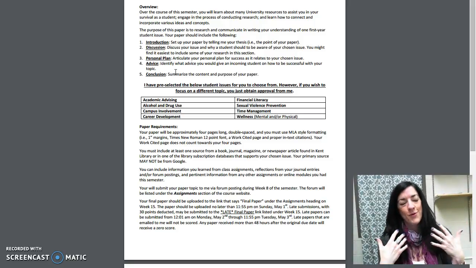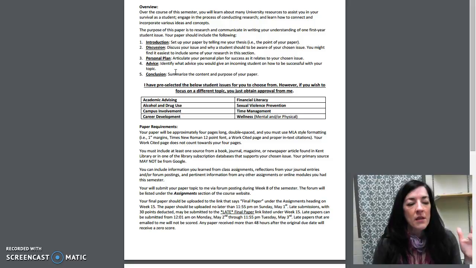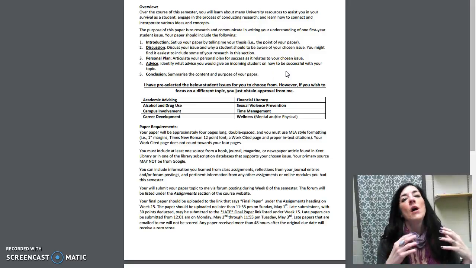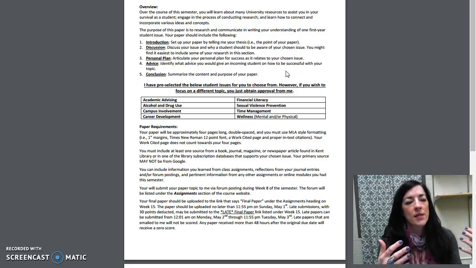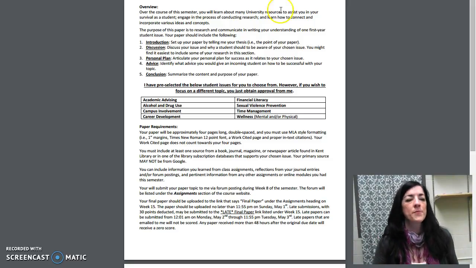I don't know what order you wrote it in. So don't worry too much about the introduction, other than that, I want you to set up your paper. I want you to share with me the point of your paper, why you chose that particular topic, and how you think that's going to sort of manifest itself then throughout the rest of the paper. Okay, so make sure that you have a good solid introduction.